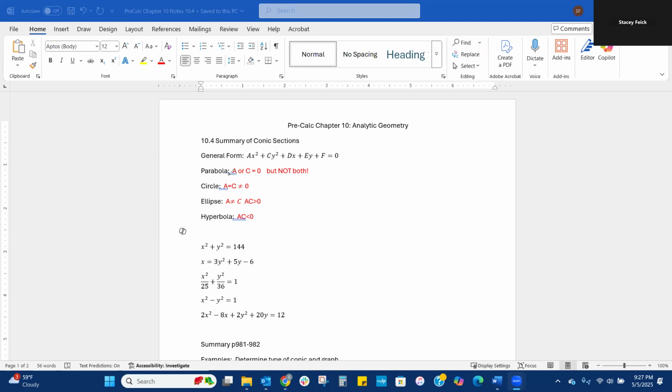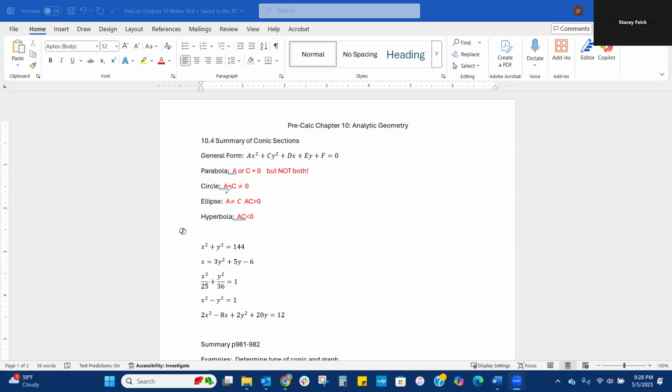If we want it to be a parabola, either a or c has to equal 0, but they can't both equal 0. If one of them equals 0, notice that if c is 0, then we have x squared, which we know is a parabola. Or if a is 0, then c is a number and we have y squared, and we know that a y squared is a parabola. So we can look at the general form, and if we see that a or c equals 0, but not both, we have a parabola.